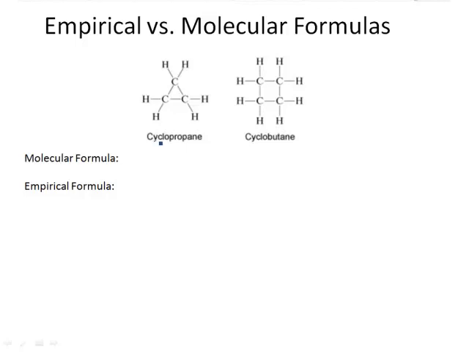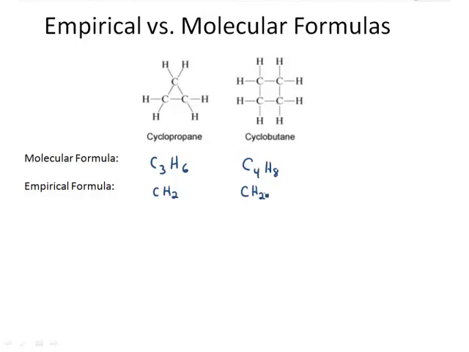So let's look at 2 examples here. Here's an organic compound called cyclopropane. The molecular formula is very clearly C3H6. The empirical formula is CH2, because that's the ratio of the atoms. For cyclobutane, a similar compound, the molecular formula is C4H8, just counting up the atoms around there. The empirical formula there is also CH2.